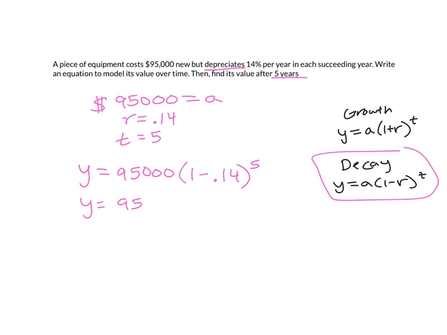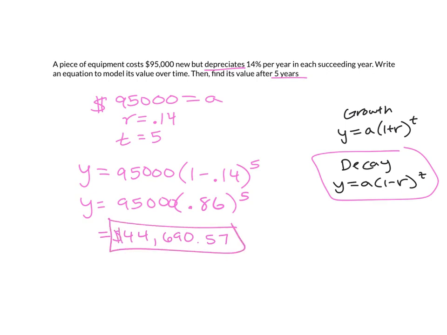So when I look at this equation, my equation ends up being 95,000 times 0.86 to the fifth. And so what that's saying is that each year we have 86% of the value that we had the previous year. That's why we take the decay rate away from the 1. So we can type that into our calculators to find out that it will be worth $44,690.57.